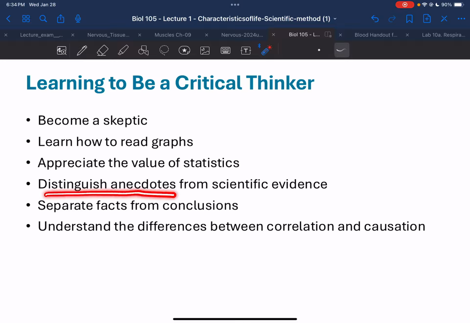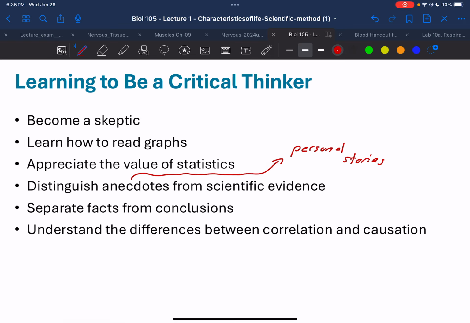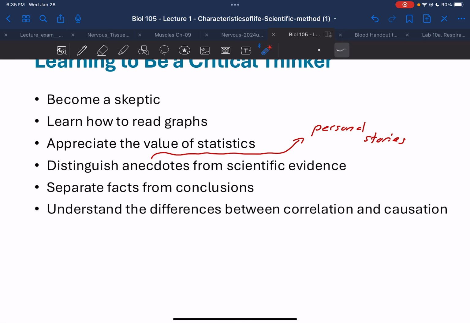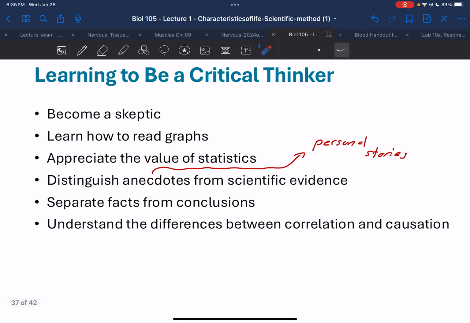And distinguishing anecdotes from scientific evidence. This means personal stories. That's what this anecdote means. Personal stories. Let's add that in there. You cannot believe personal stories. You can't even believe your personal stories unless you put it under the scientific method, because then you'll know if it's true. You'll do experiments to see if it's true, and otherwise you might be lying and you're not aware of it. But that is the general existence of human beings, is that they believe what they feel, and sometimes it's hard to swallow the truth.